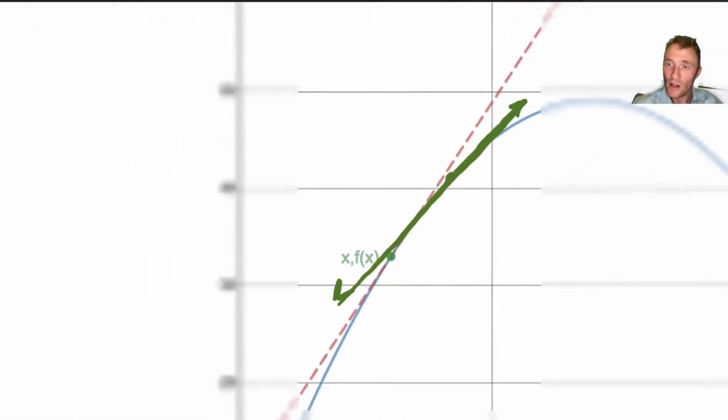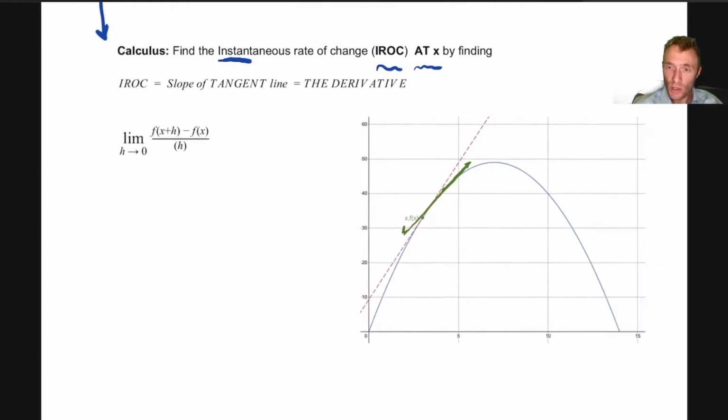You get the idea. What people figured out we could do is that we could find the slope of this line by finding the change in y over the change in x divided by this distance h, right? This is h, this is the change in x.